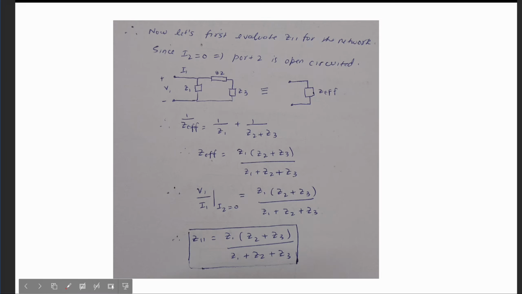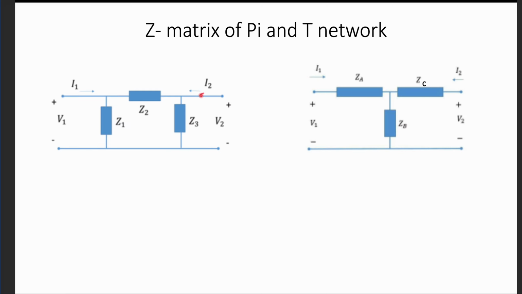First of all, let's try to calculate what is the Z11 of this. Since you need to find Z11, you are saying your I2 is 0. So now let's go to this thing, and I2 is 0, right? So no current is flowing from here to here. That means whatever current is coming, it's coming from the first port, and this current is coming and dividing into two sections.